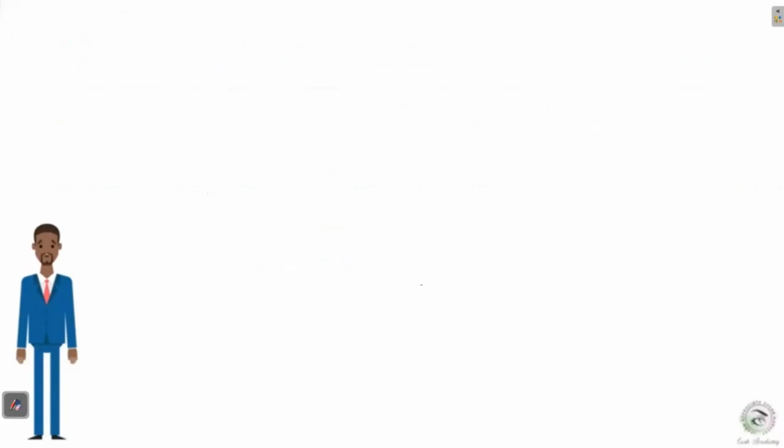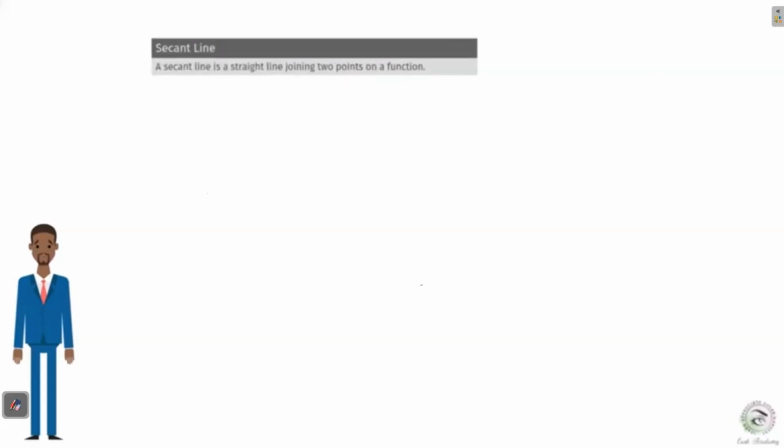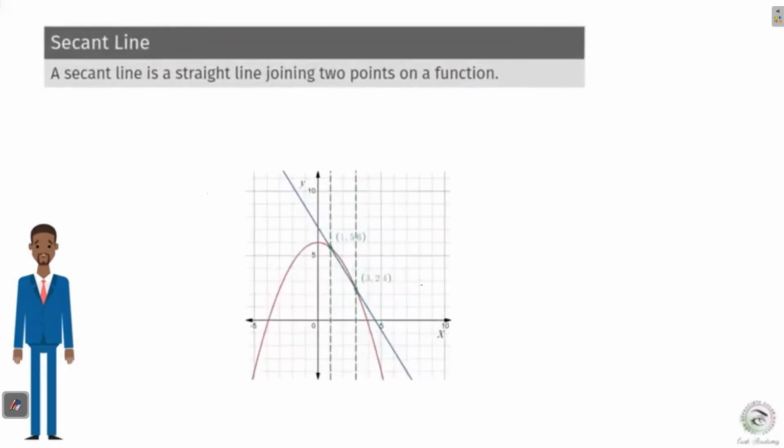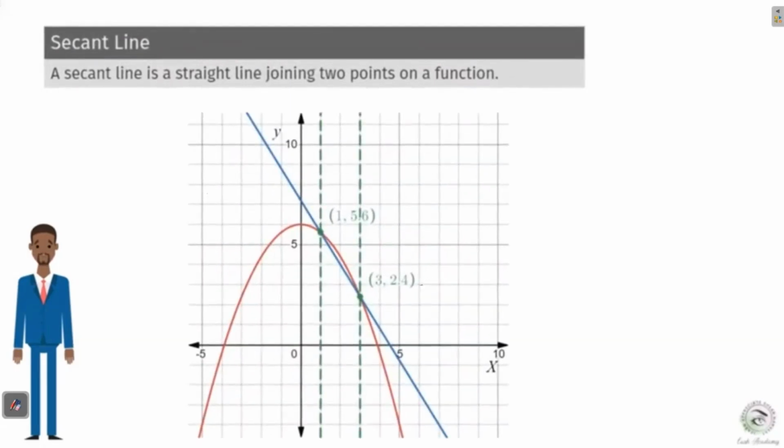The derivative of a function f at a point p gives the rate of change of the function f at p. It extends the concept of the slope beyond straight lines. Before going into the discussion of the derivative, let's list 2 crucial concepts. A secant line is a straight line joining 2 points on a function. The figure below shows the secant line connecting point (1, 5.6) and point (3, 2.4).